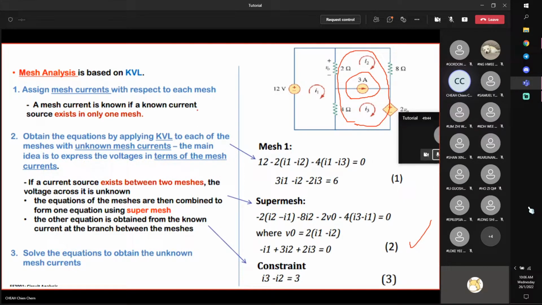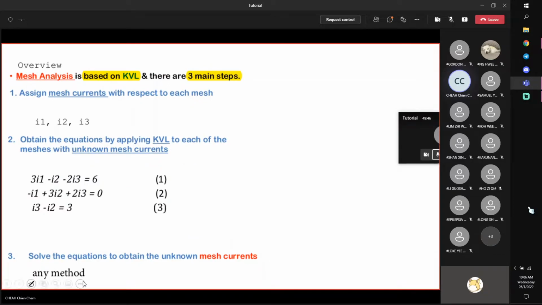And after that, solve these 3 equations with 3 unknowns using any method. So I hope everybody can get the idea. In circuit analysis, anything you do not know, you just call it a variable. I1, I2, I3 for current, V1, V2, V3 for voltage, right? And then you try to express equations in terms of the unknown variables by writing down some equation using either Kirchhoff voltage law or Kirchhoff current law.